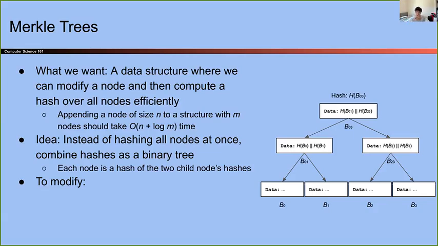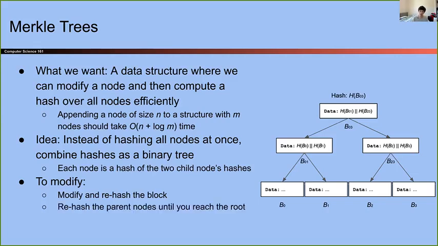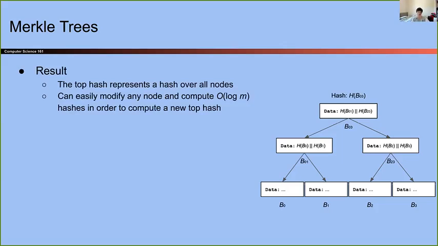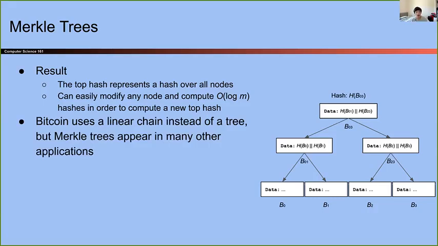If we want to modify, the algorithm that we implement is that we modify the data block on the bottom here. We rehash the block, and then we put that hash in the parent node, rehash that parent node, keep going up and up until we reach the root node. So now we've modified all of the hashes, and we've only needed to take log n time, because we only need to do one hash for each layer of this tree. The result, again, is that the top hash represents a hash over all nodes, and we can modify any node and compute only log number of hashes in order to compute the new top hash.